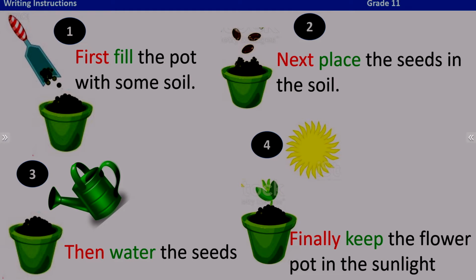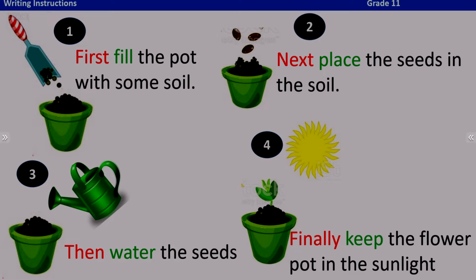Next is the sequence word. Place is the verb. Place what? The seeds. Third step, then water the seeds. And the last step is, finally, keep the flower pot in the sunlight.